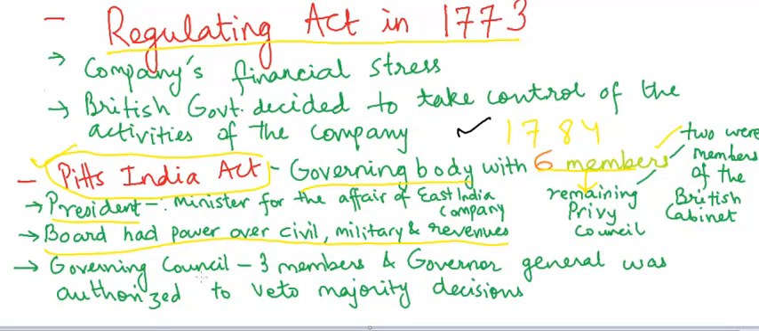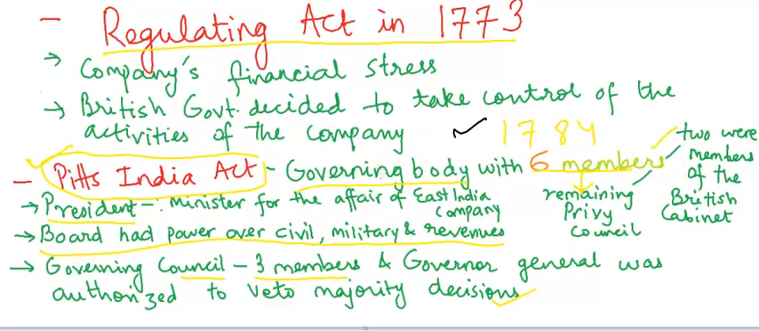The governing council of the company was reduced to only 3 members, and the Governor General was authorized to veto the majority of the decisions. Pitt's India Act was the stepping stone for the British government to take charge of India from the hands of the English East India Company.